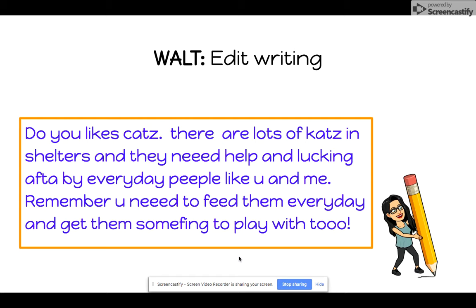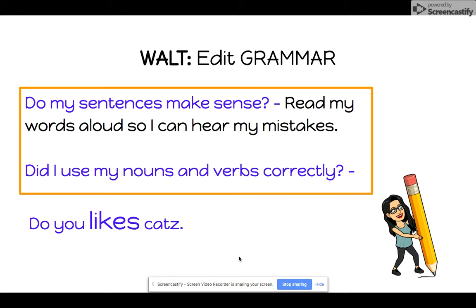Edit writing. So I've wrote a few sentences here. Have a look at the words and see, do they make sense? Does it look right? Do you like cats? There are lots of cats in shelters and they need help and looking after by everyday people like you and me. Remember, you need to feed them every day and get them something to play with too. Did that sound right? Have a chat to your buddy, see if you can pinpoint where I've made my mistakes and where I need to edit my writing.